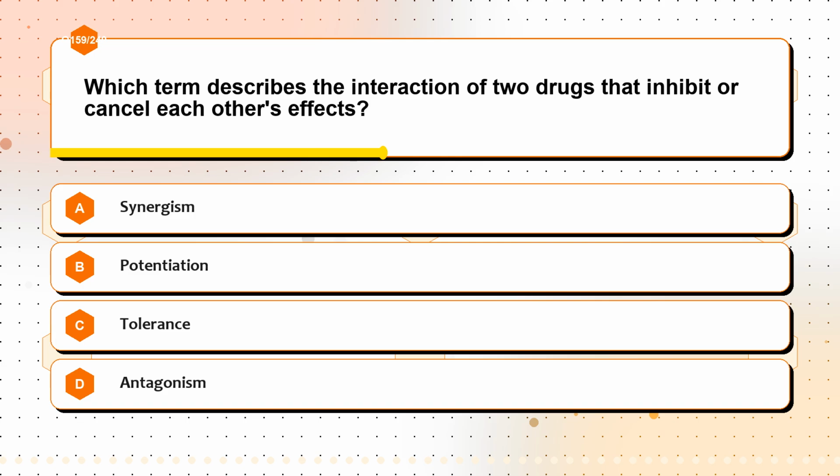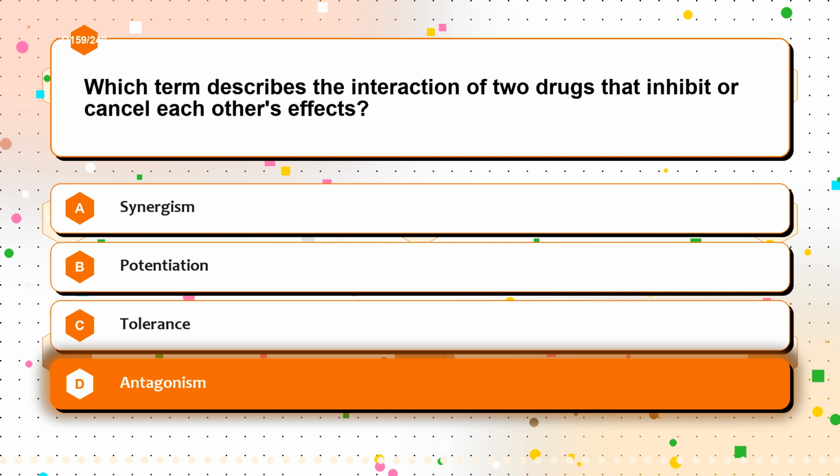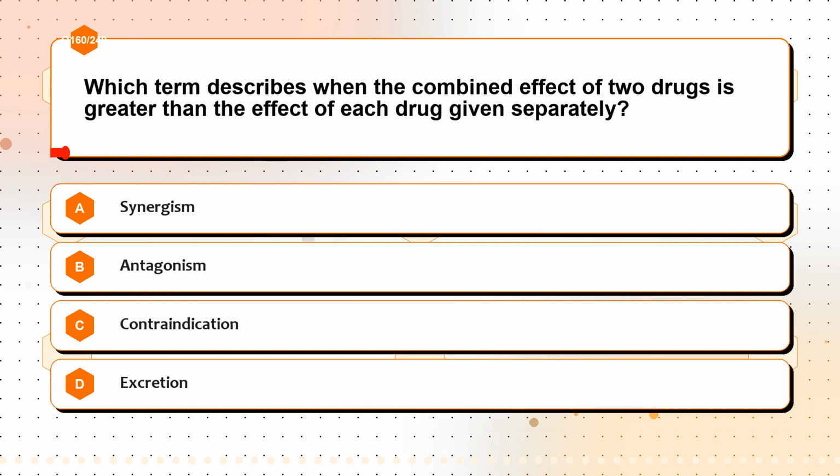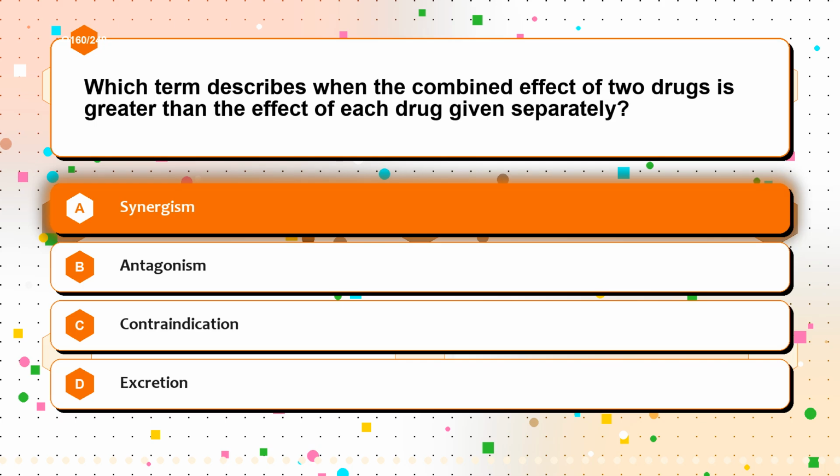Question 159. Which term describes the interaction of 2 drugs that inhibit or cancel each other's effects? Here are the options. Option A. Synergism. Option B. Potentiation. Option C. Tolerance. Option D. Antagonism. The correct answer is option D. Antagonism.